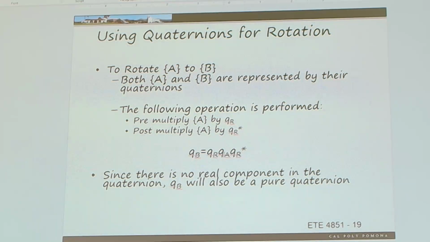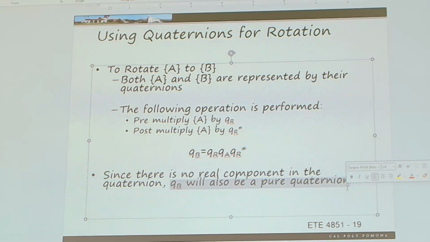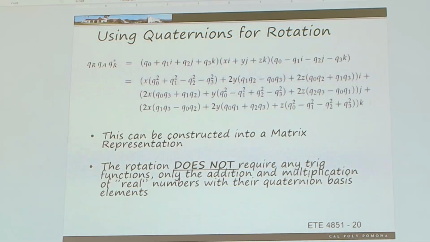So it's rotation, amount times rotation conjugate. Because there's no real component in the quaternion, then QB will be a pure quaternion in that sense. So, using quaternions, I'm going to rotate through a quaternion. Again, Q0 should be 0. But QA may not be, but it doesn't matter.